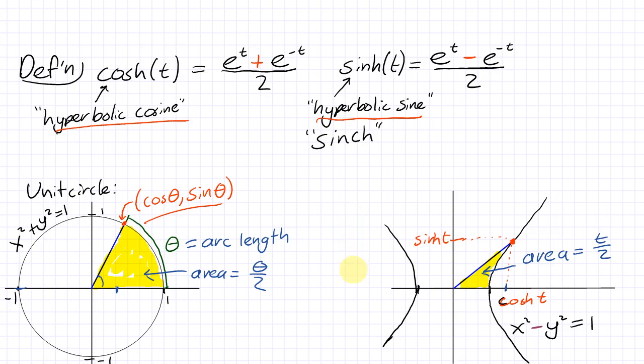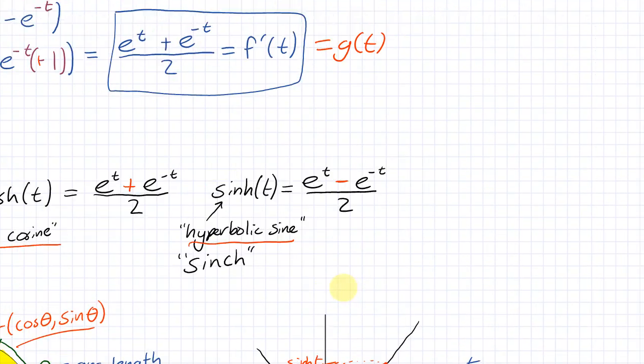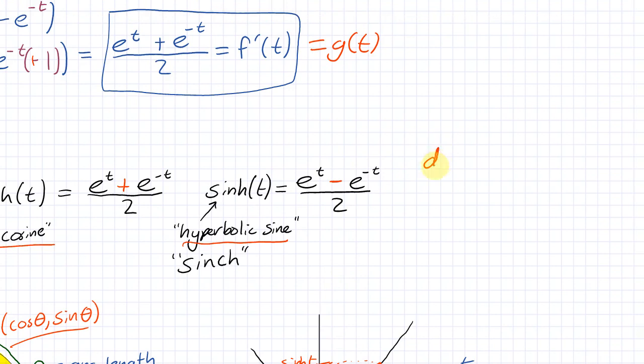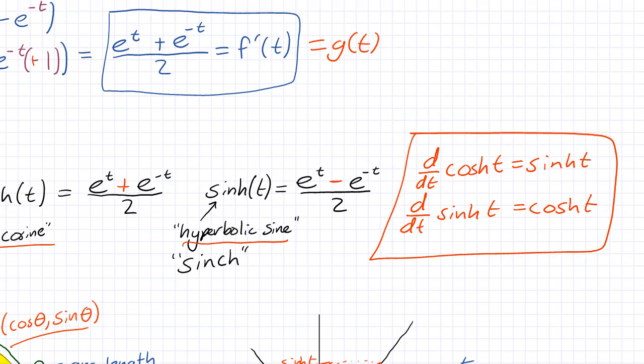And yeah, you just proved something about the formulas, what we did up here. You just showed that the derivative with respect to t of cosh of t is equal to sinh of t, and the derivative with respect to t of sinh of t is actually equal to cosh of t, which we just figured out here. So that's a thing you should know.